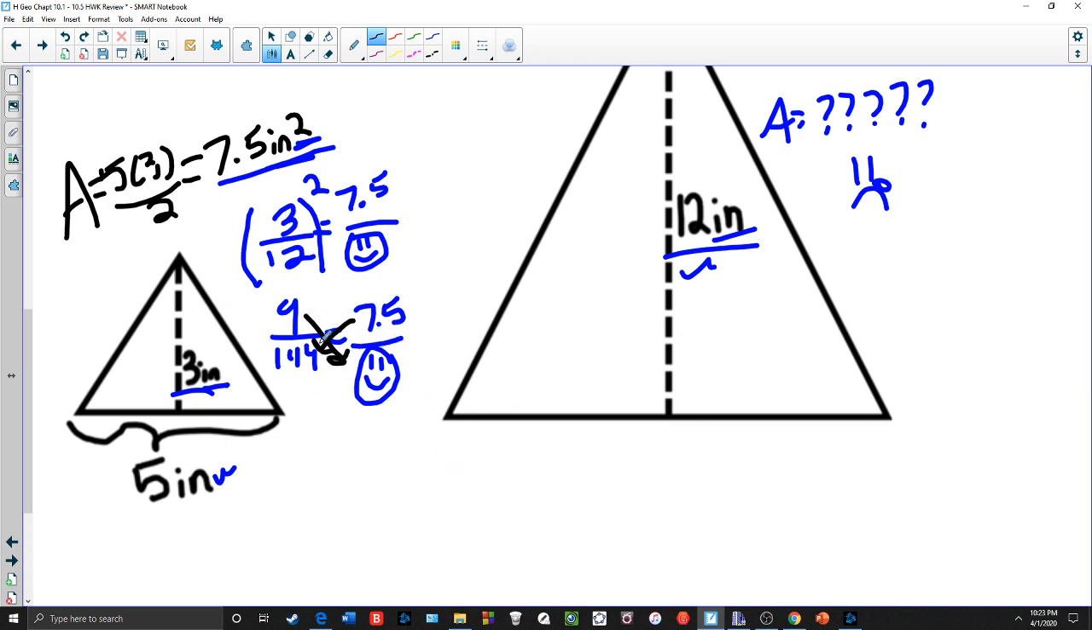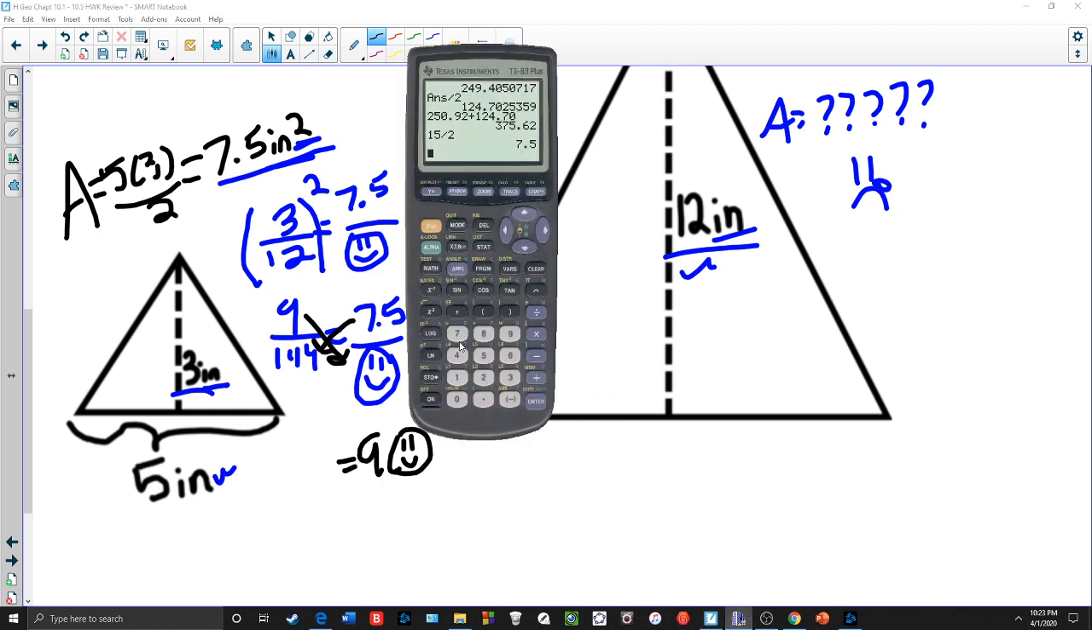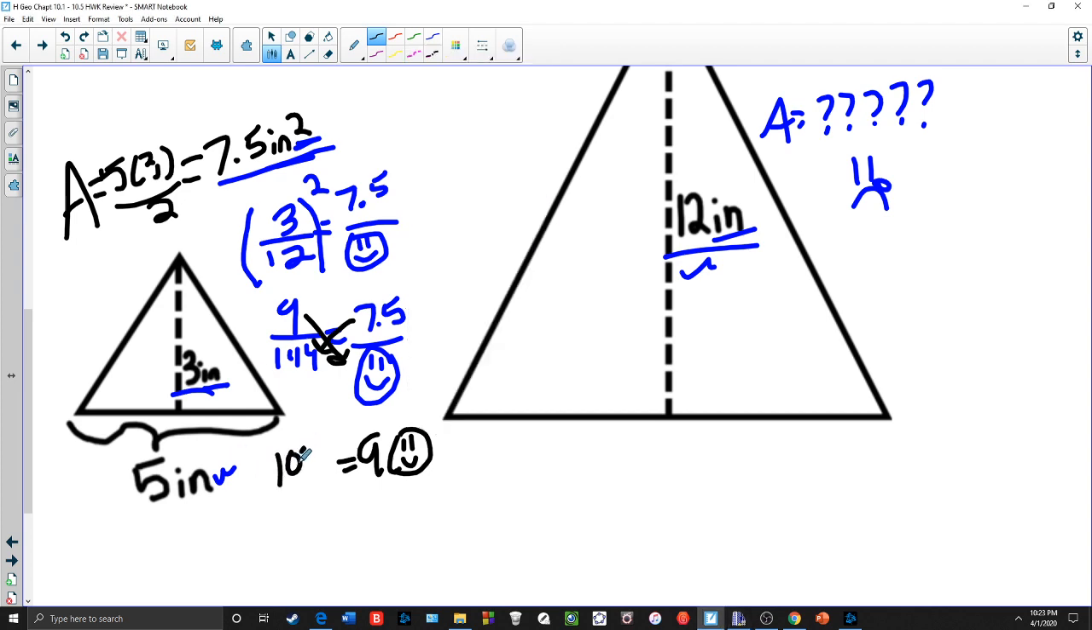So we get 9 times smiley face, which is 9 smiley face, equal to 7.5 times 144, and we get 1080. I was going to make a rhyme there, but I'm at a loss for words again.